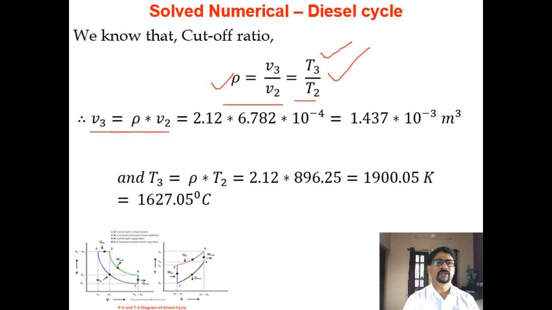So V3 you require, so V3 is equal to rho into V2. So if you substitute that, you will get V3, that is the volume at the end of the heat addition process, as 1.437 into 10 to the power minus 3 meter cube. Also you can find out T3, because from the same relationship T3 is equal to rho into T2. So that is 1900.05 Kelvin or 1627.05 degrees Celsius.